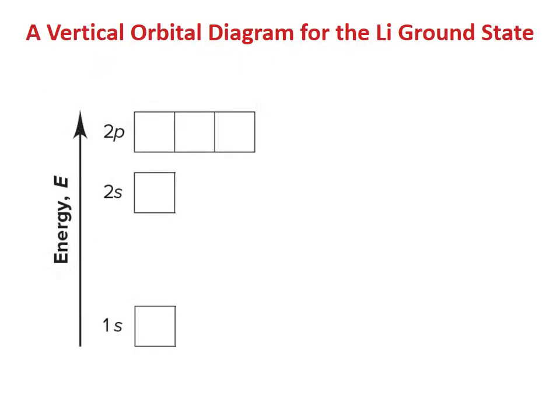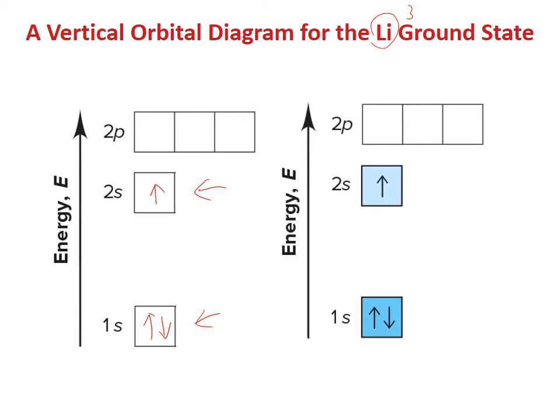How about the lithium atom? Well, the lithium atom has 3 electrons. According to the Aufbau principle, we start with the lowest energy level, the 1s orbital. And according to the Pauli exclusion principle, this orbital can only hold 2 electrons. So maximum 2 electrons, spin up, spin down. And the third one must go to the higher energy level, the 2s orbital, with spin up. So here is the orbital diagram for lithium.